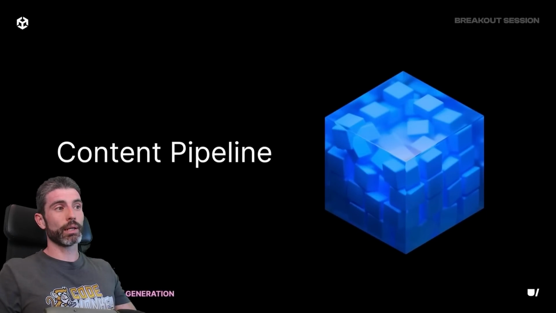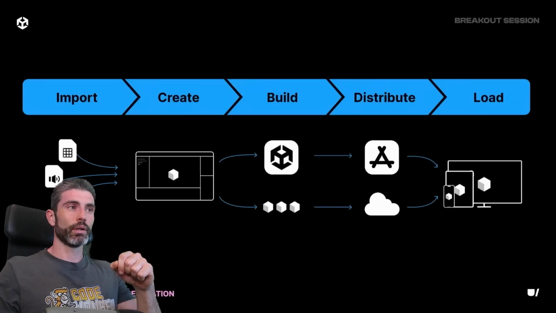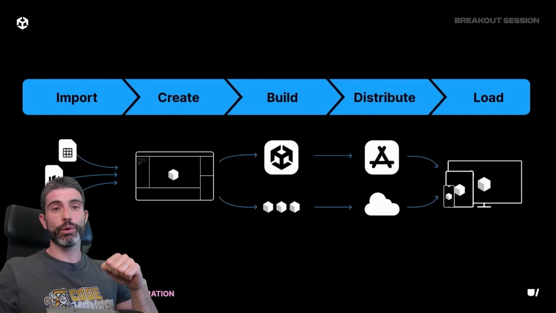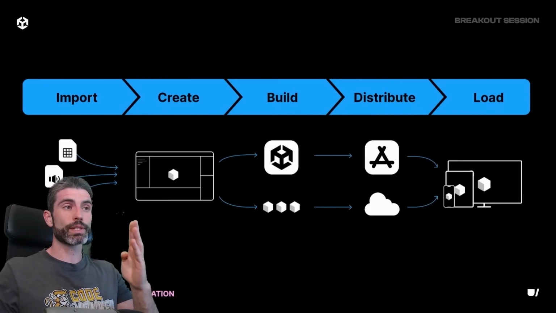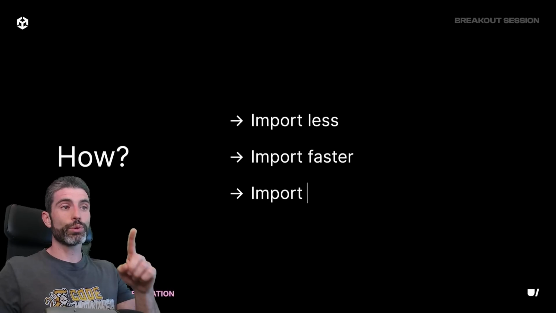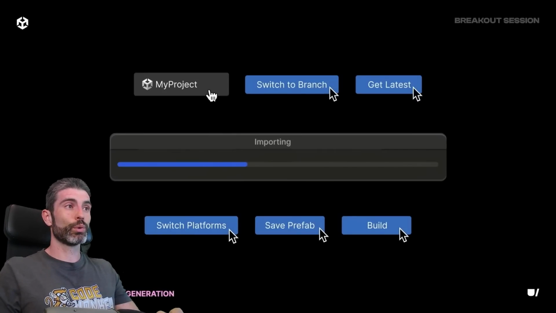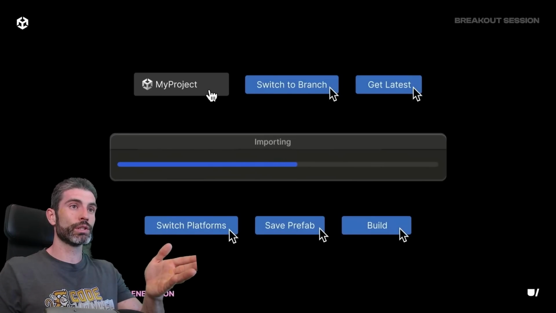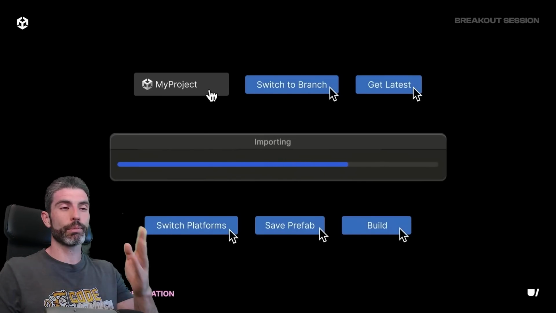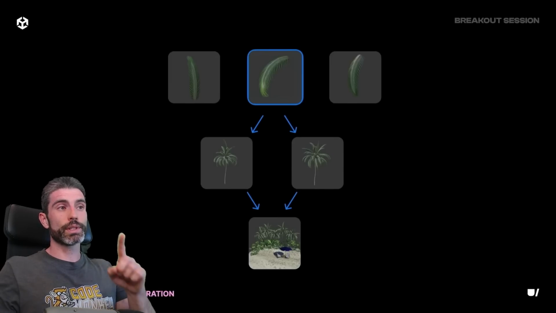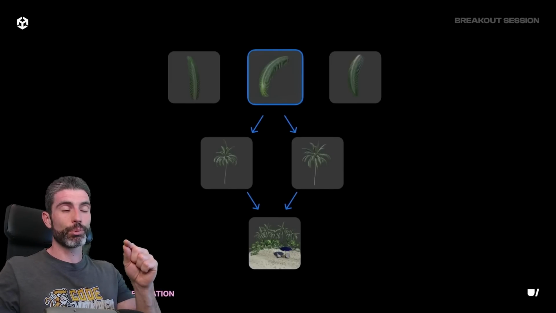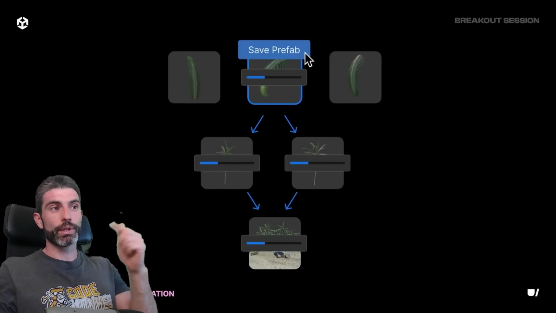And the other way they are speeding up iteration is with a brand new content pipeline. This is another area that people are constantly annoyed by. Constantly waiting for ages for some kind of asset to be imported. The goal is to import less, import faster, and import without blocking. Right now, importing actually happens quite often. It happens when you create a brand new project, switch to a branch, get the latest thing, save some kind of prefab, or do a build. It also happens when saving prefabs. If you save some kind of prefab, it will actually re-import everything under that prefab.